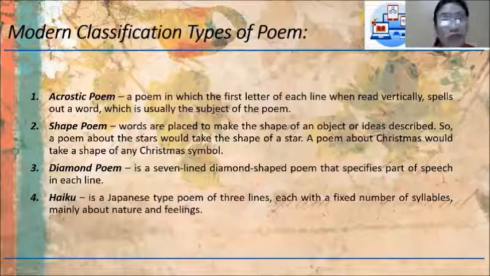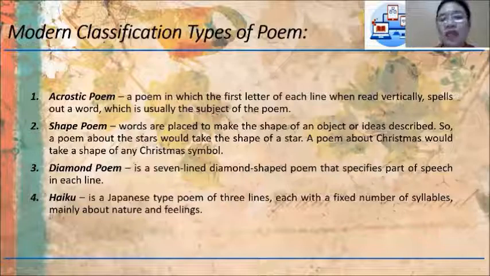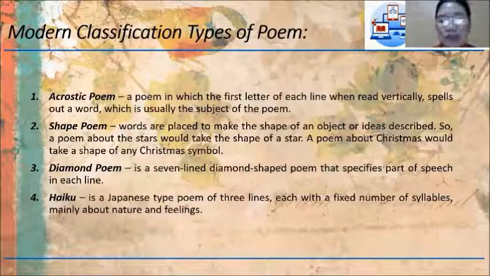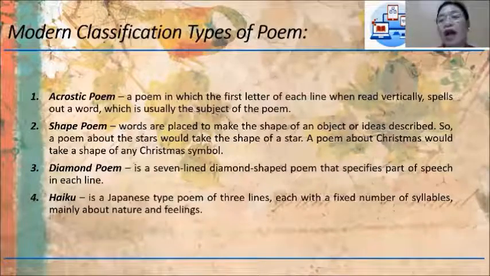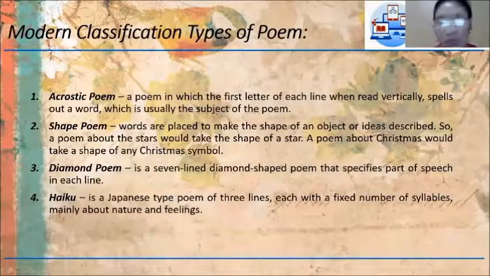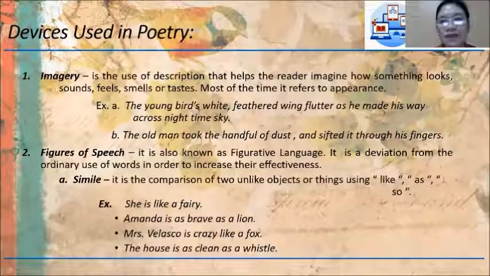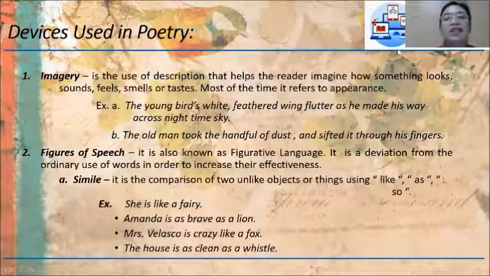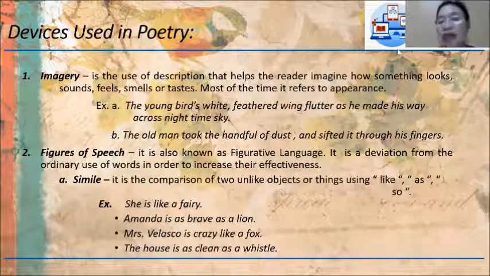Now haiku, as we all know, is a Japanese type of poem of 3 lines, each with a fixed number of syllables, mainly about nature and feelings. So these are the modern classification types of poem. Now, poets as well as writers make use of devices in poetry, and these are imagery and figures of speech.